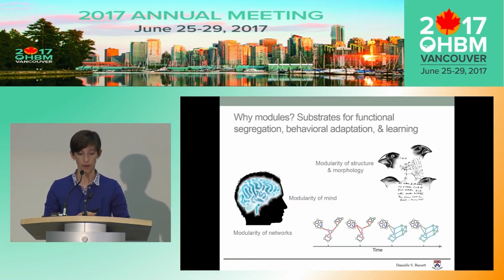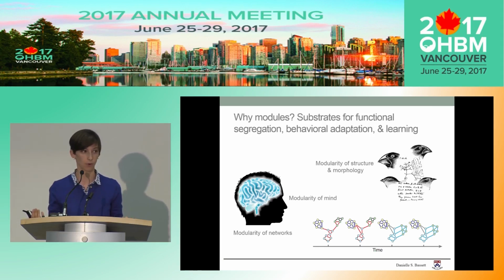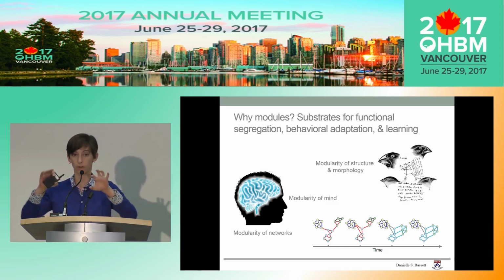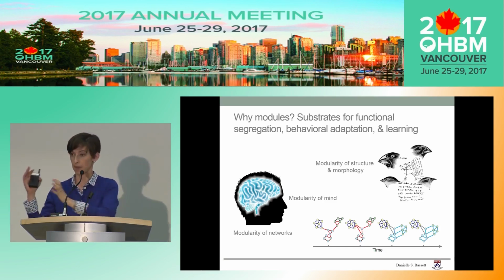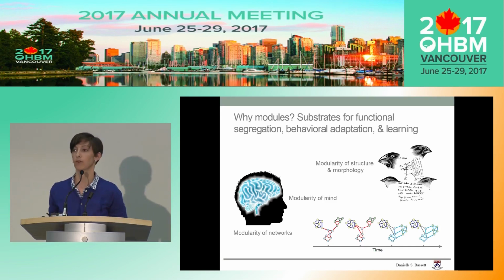Okay, so then the question is, if community structure or community detection algorithms are a way of identifying modules in a network, why would we want to do that? Why is that an important question or an important feature of the data? And the answer is that modules appear to be substrates for functional segregation. They enable you to separate out regions of the brain that may be performing one function separately from another function, but they're also really important substrates for behavioral adaptation and learning.